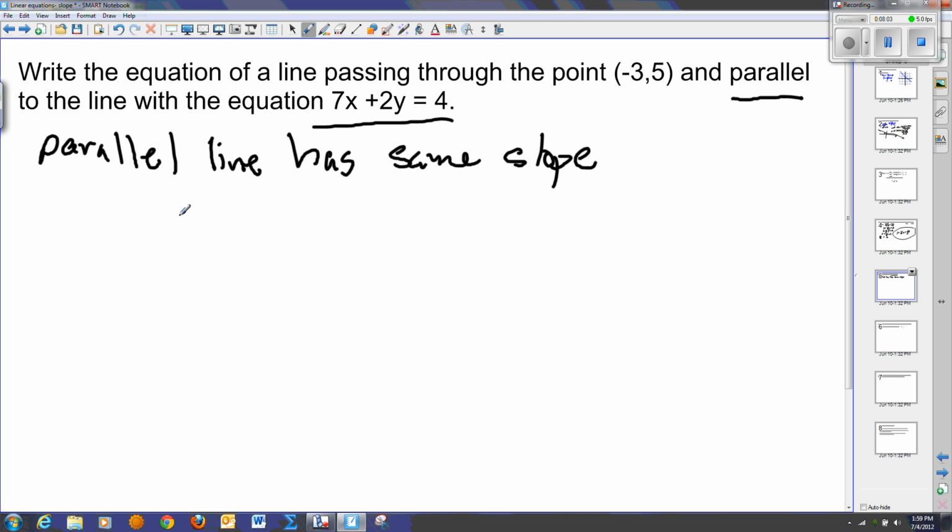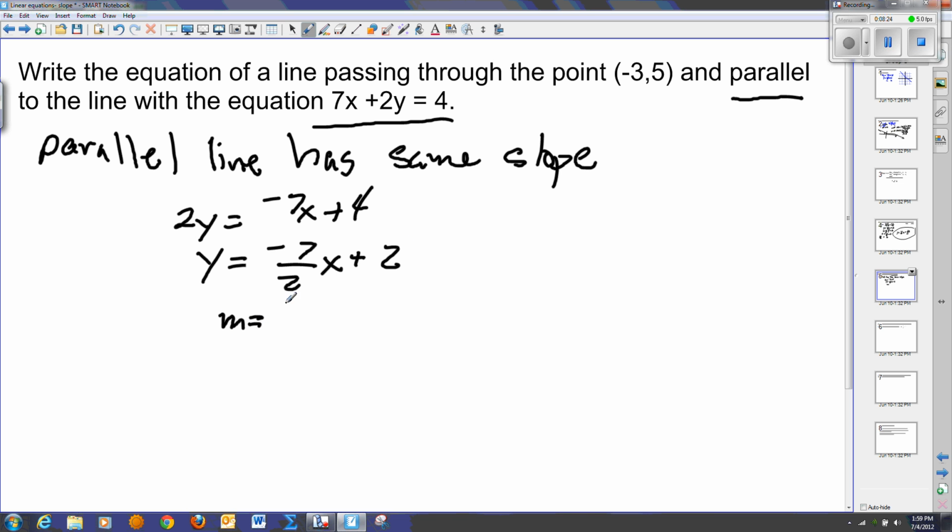And the easiest way to do that is put it in slope-intercept form. So let's do that, isolating the y. I have 2y is equal to negative 7x plus 4. Y by itself so we can find our slope. So y is equal to negative 7 over 2x plus 2. Slope then is the number in front of the x, in this case, negative 7 over 2. That means the parallel slope equals negative 7 over 2 as well.